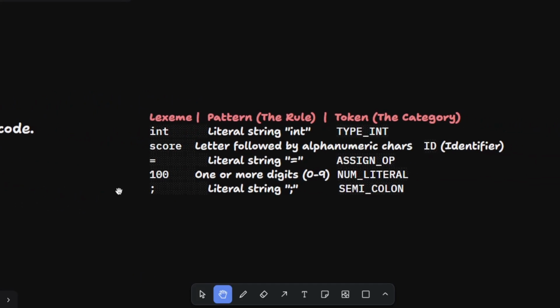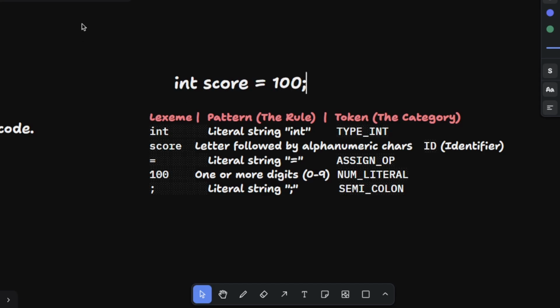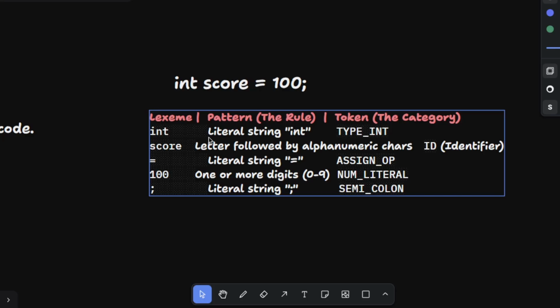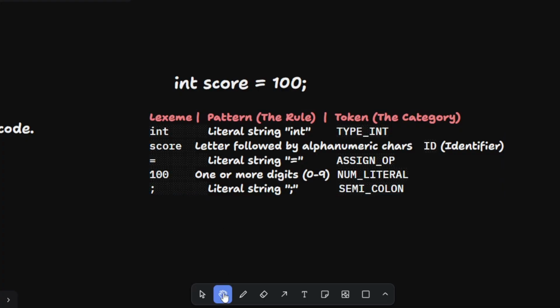So this is what it would look like if we have the string int score equals 100. For int, the lexeme would be the characters int coming in as a string. The pattern would be the letters int in that order, and the token would be type int.